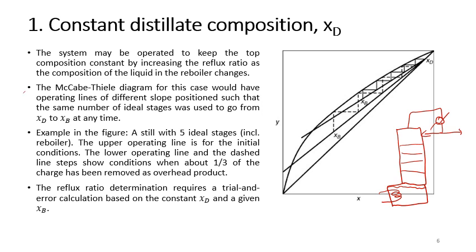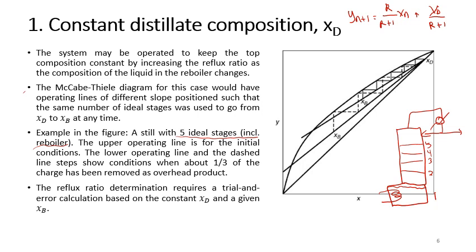The McCabe-Thiele diagram for this case would have operating lines of different slope positions such that the same number of ideal stages is used to go from XD to XB at any time. What does it mean? So let's have your ROL: y(n+1) equals R over R plus 1 times x(n) plus xD over R plus 1. So example in the figure. This is your still with 5 ideal stages, including the reboiler. So reboiler is 1, and then you have 2, 3, 4, 5. So there are the 5 ideal stages.